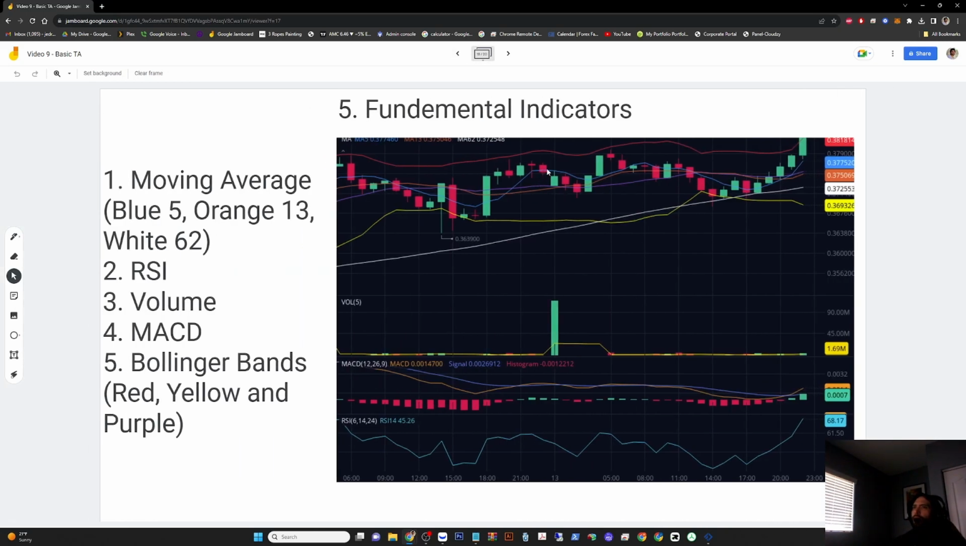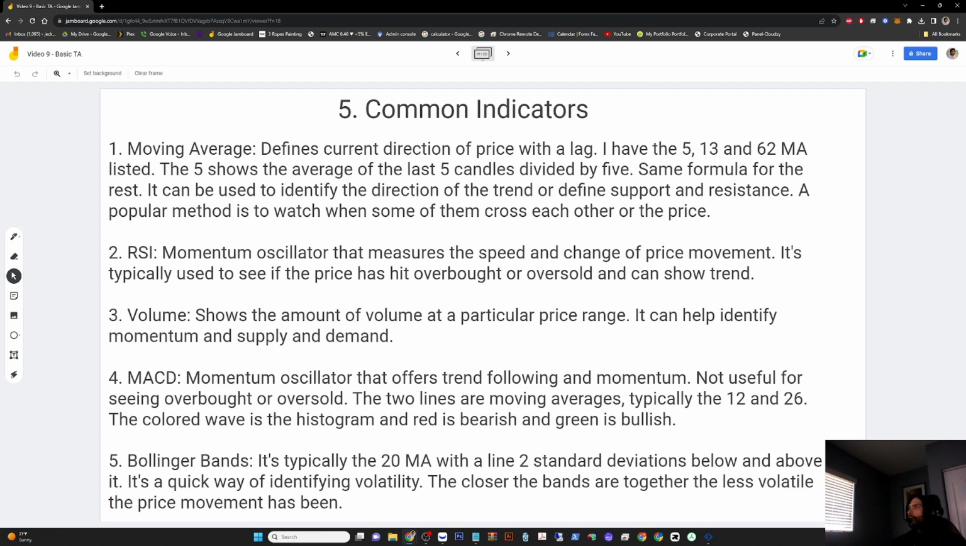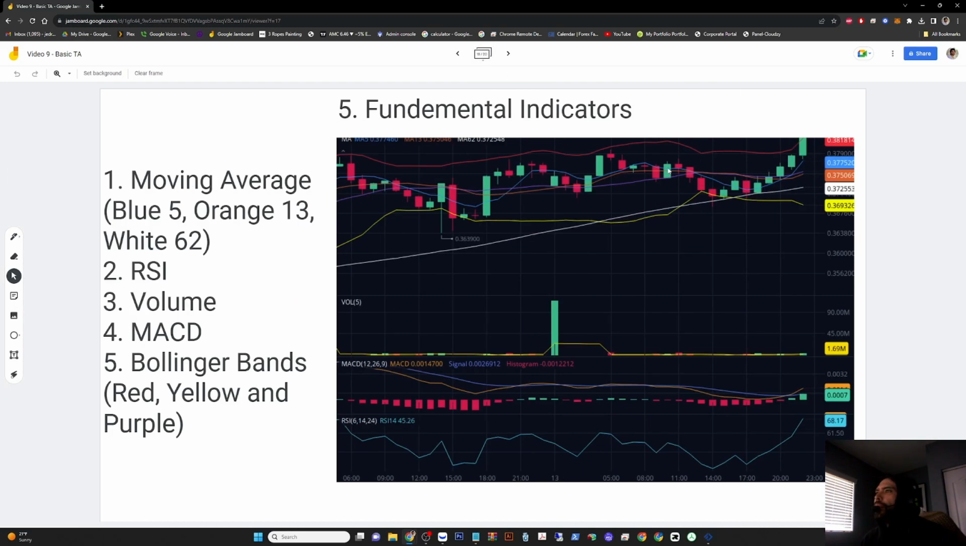Moving averages are in here. Blue, orange, and white.